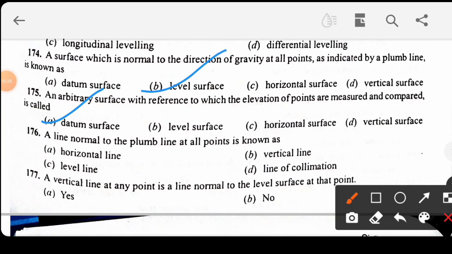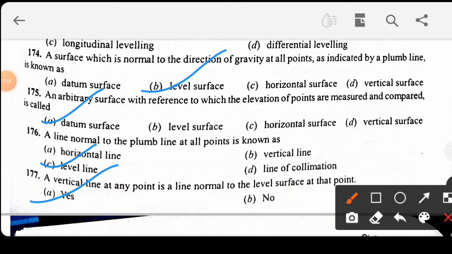A line normal to the plumb line at all points is known as level line. Correct answer C. A vertical line at any point is a line normal to the level surface at that point. Yes, it is correct.